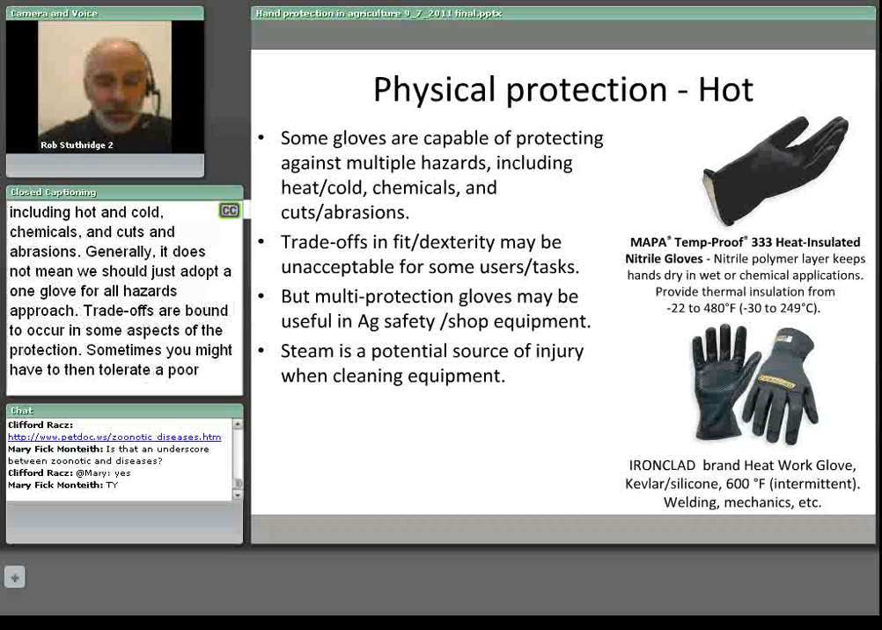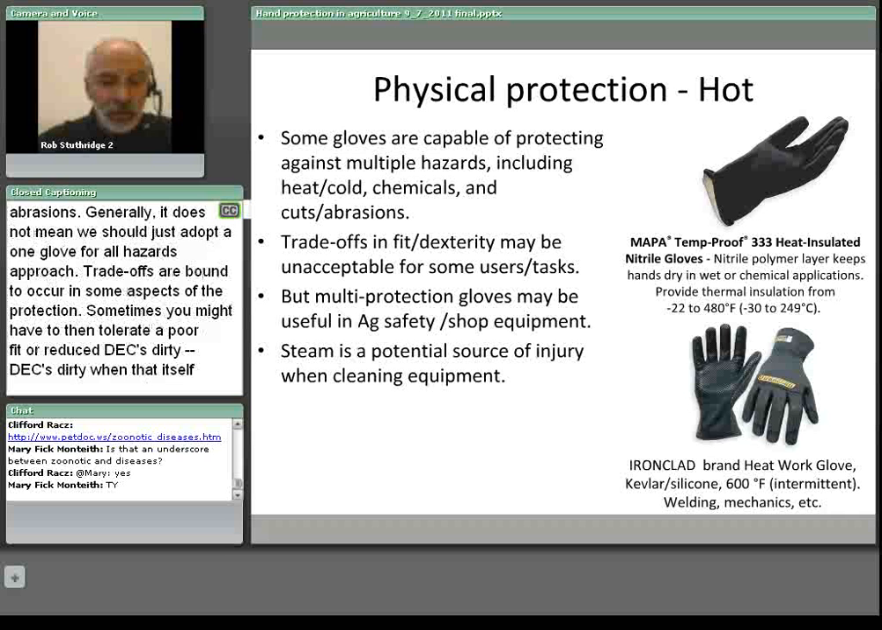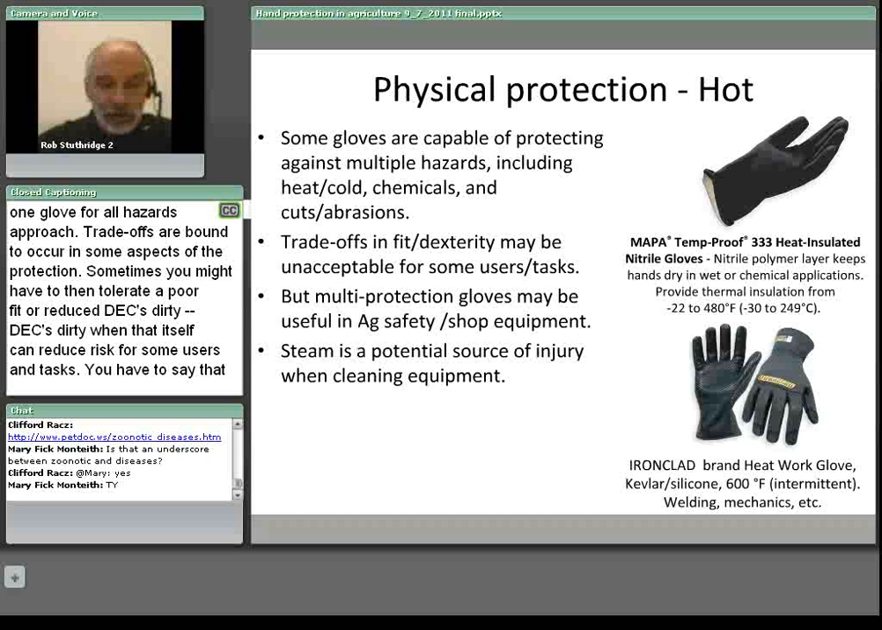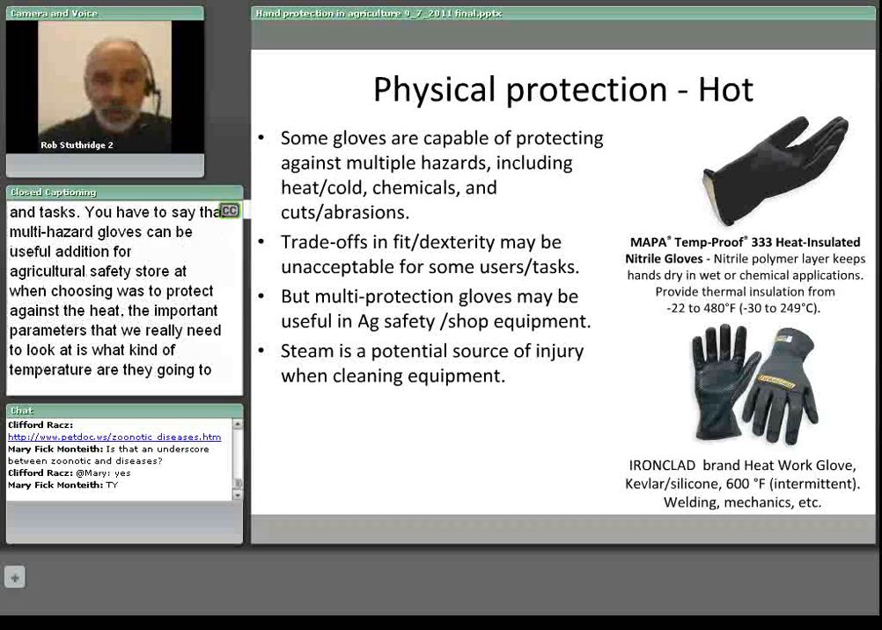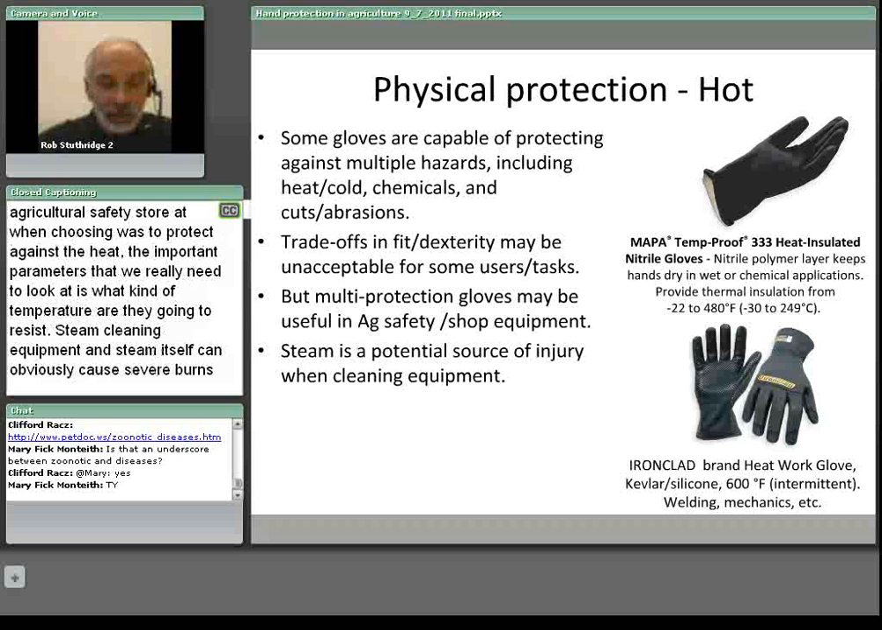Still, you have to say that multi-hazard gloves can be a useful addition to an agricultural safety store, and when choosing gloves to protect against the heat, the important parameter that we really need to look at is what kind of temperature they are going to have to resist. Steam cleaning equipment and steam itself can obviously cause severe burns and would require a waterproof material, whereas something like welding gloves wouldn't need that feature, but might actually require a higher temperature resistance.